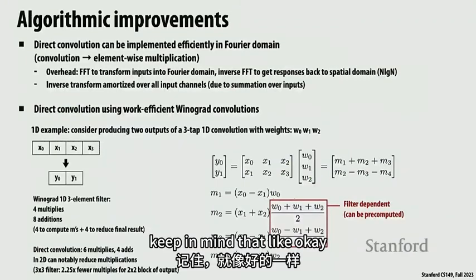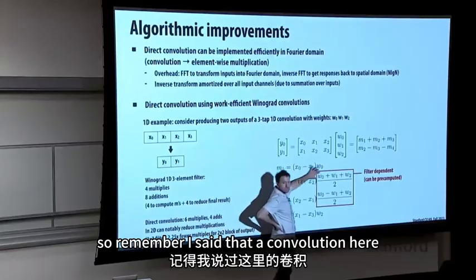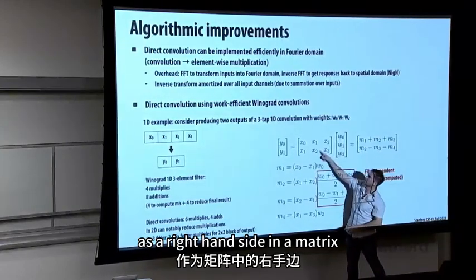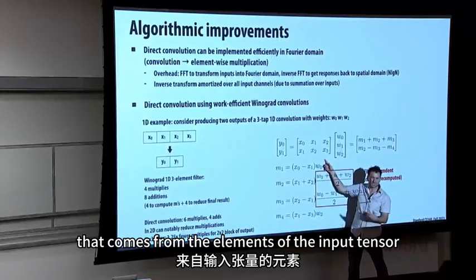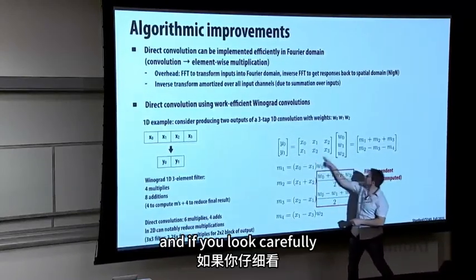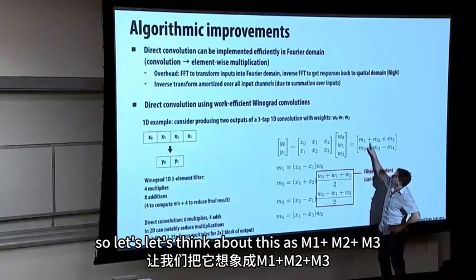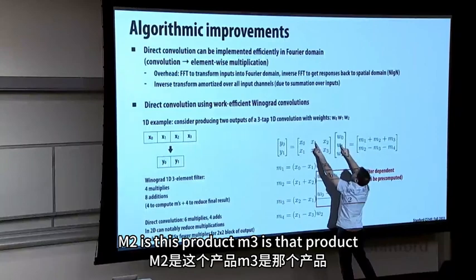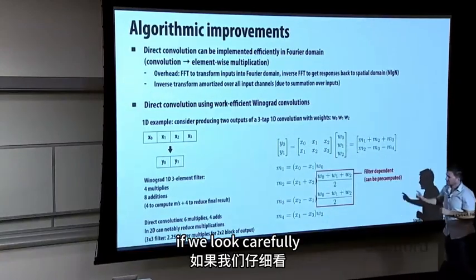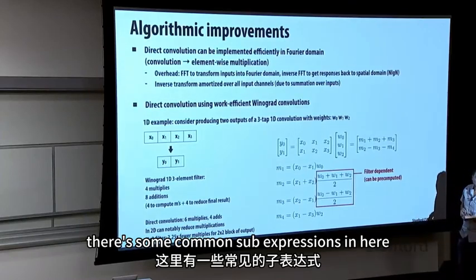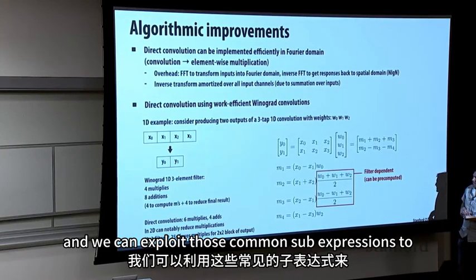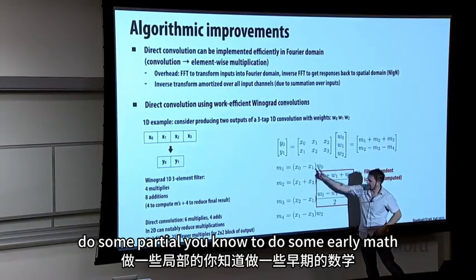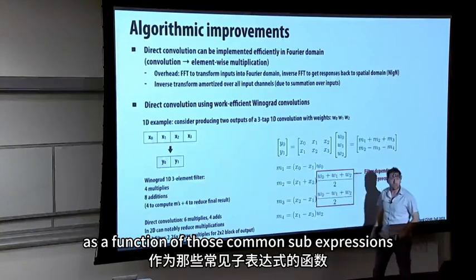Let me just show you a few other tricks which are actually pretty interesting. Remember I said that a convolution, ignore all this, we can think about it as a set of weights as a right-hand side in a matrix vector product against a matrix that comes from the elements of the input tensor. And if you look carefully, let's think about this as M1 plus M2 plus M3. So M1 is just this product, M2 is this product, M3 is that product. If we look carefully, there are some common sub-expressions in here. And we can exploit those common sub-expressions to do some early math and then actually compute the outputs as a function of those common sub-expressions.